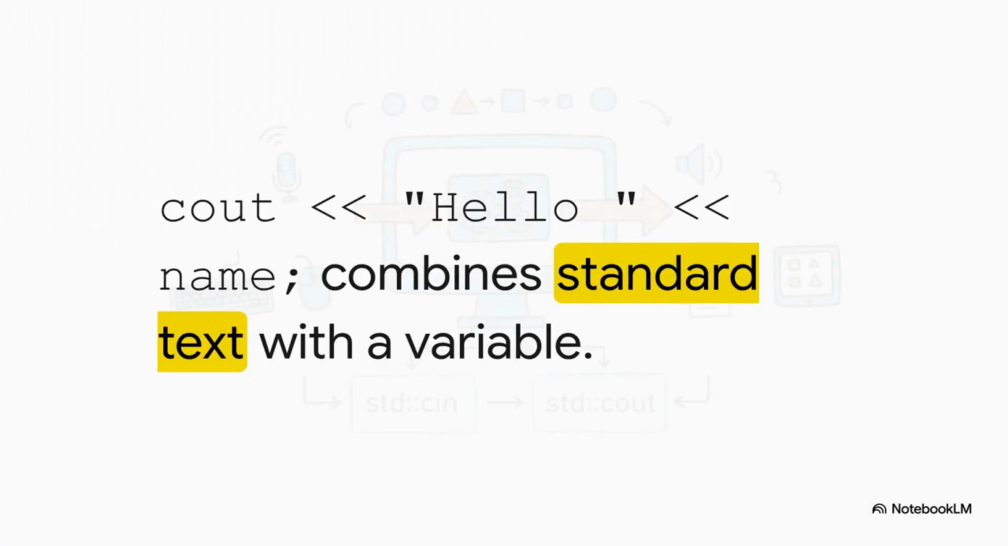All right, let's bring this all back to the code. We successfully asked for the data, the user typed it, it's safely passed through the RAM buffer, and now it's sitting inside our name variable. Now it's time to display our dynamic result. We write cout << "Hello " << name.